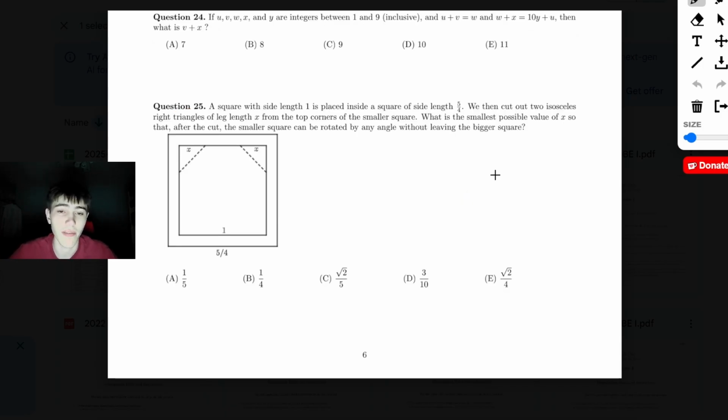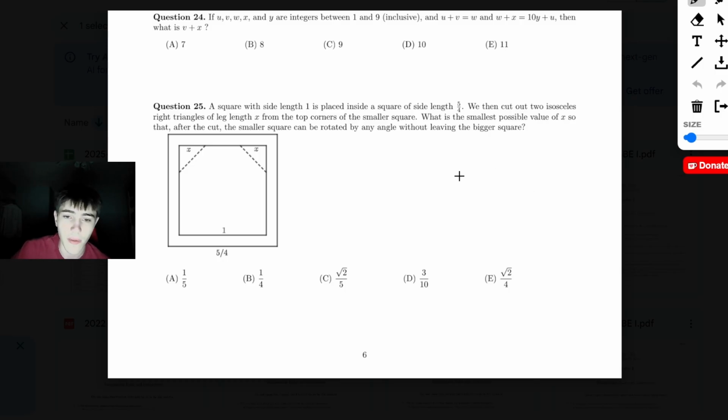Okay, question 25. A square with side length 1 is placed inside a square with side length 5/4. We then cut out two isosceles right triangles of leg length x from the top corners of the smaller square. What is the smallest possible value of x so that after cutting, the smaller square can be rotated by any angle without leaving the bigger square? So we can rotate it as much as we want without it getting stuck, right?